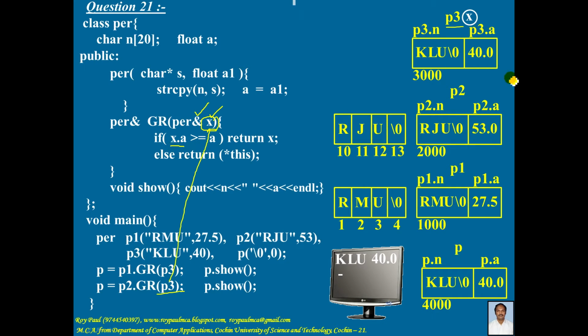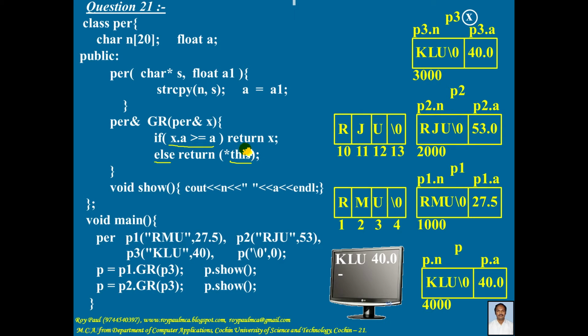Now, what is x dot a? 40. How should this a be taken? The function was called using P2. So this is P2 dot a, and what is P2 dot a? 53. So here, 40 greater than or equal to 53, condition wrong, control goes to the else part.